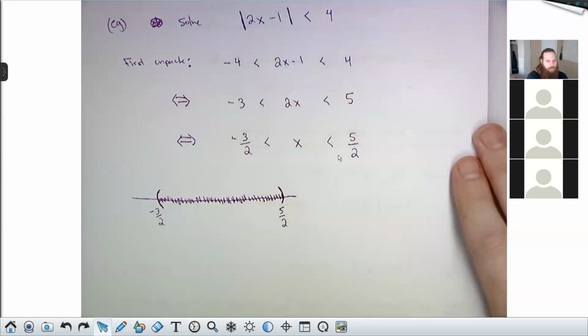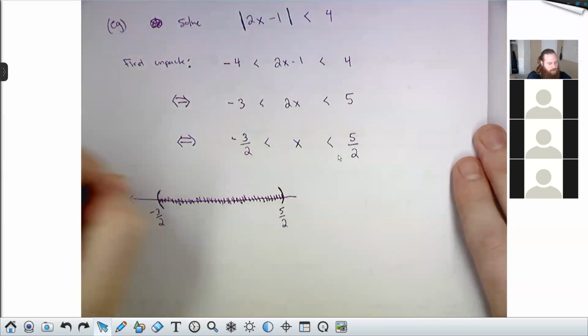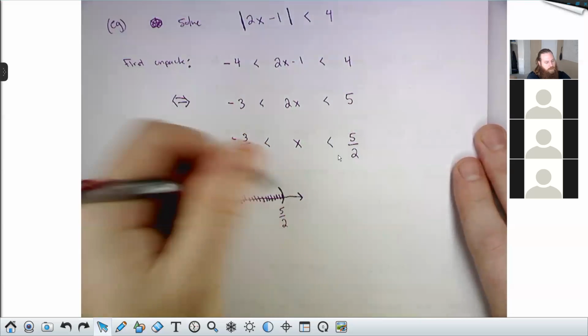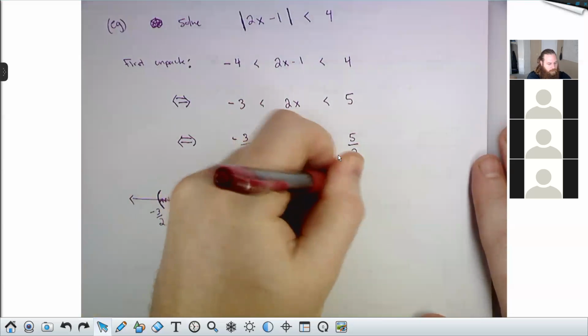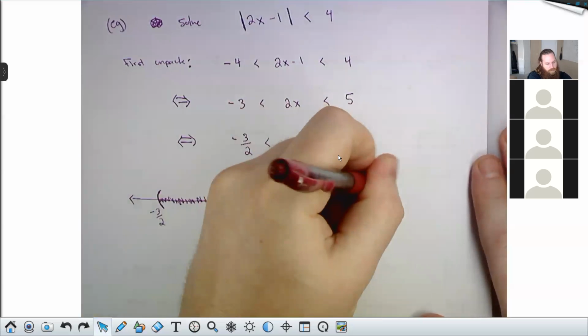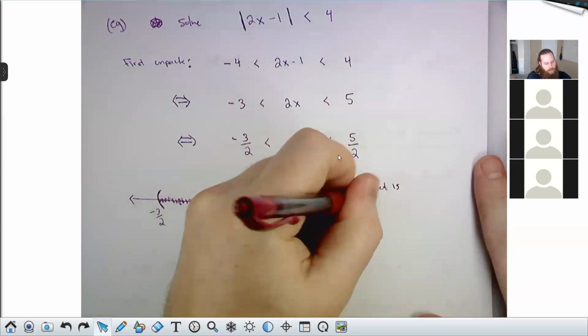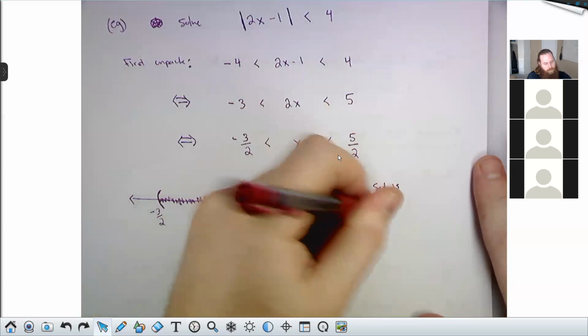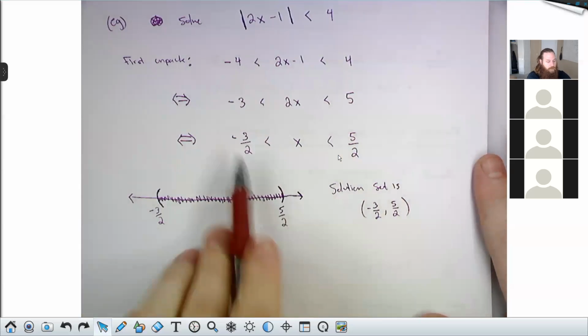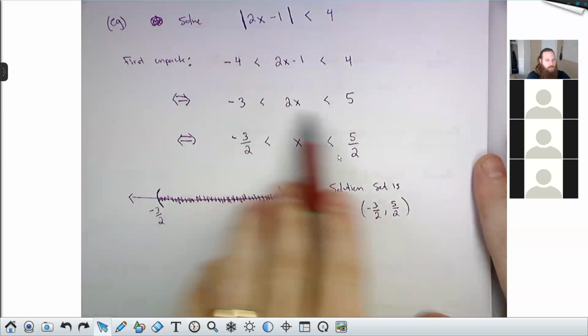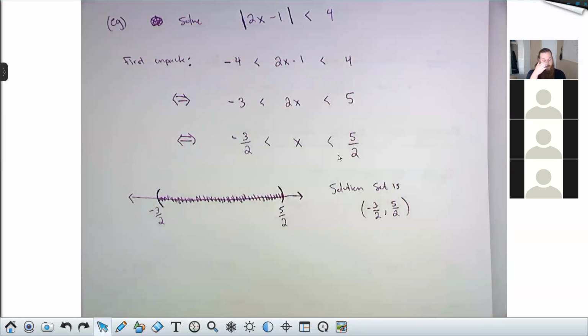So here's my solution interval kind of sketched out and shaded on the number line. And if we want to write that in interval notation, the solution set is the open interval from -3/2 to 5/2. And again, I really invite you to take this solution and compare it to the definition of the open interval we used on the very first day of class when we introduced what open intervals were.